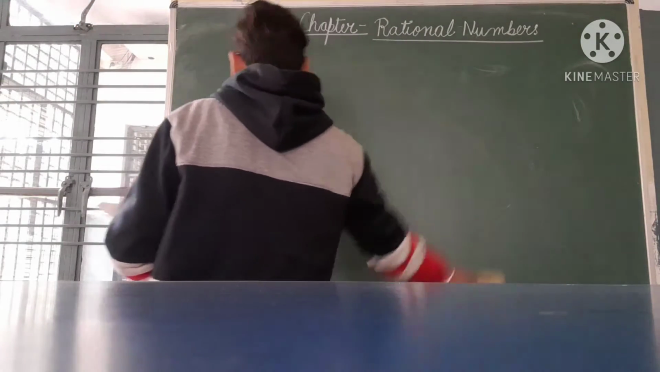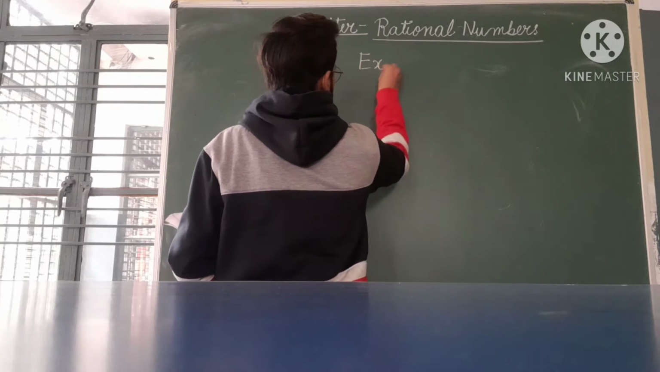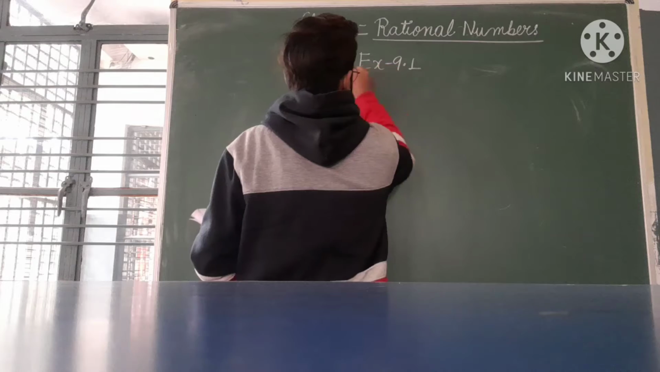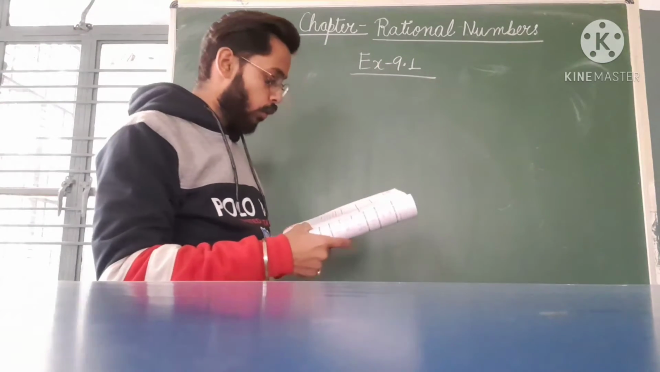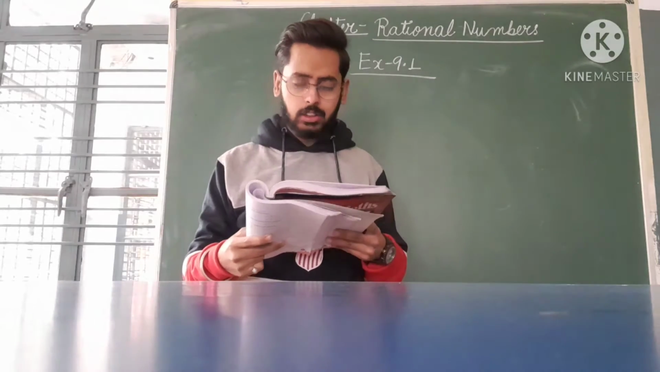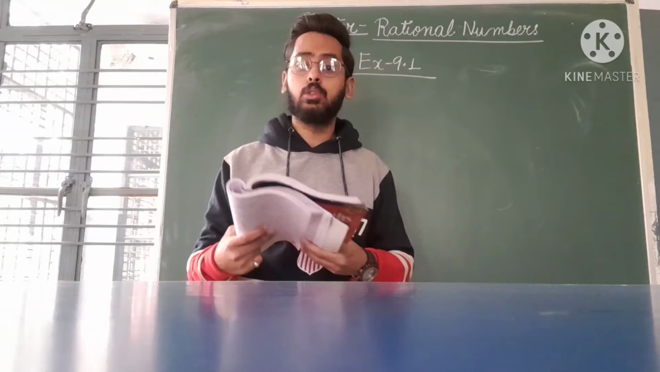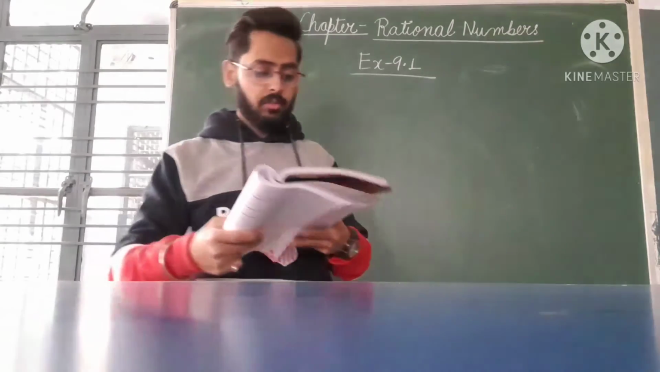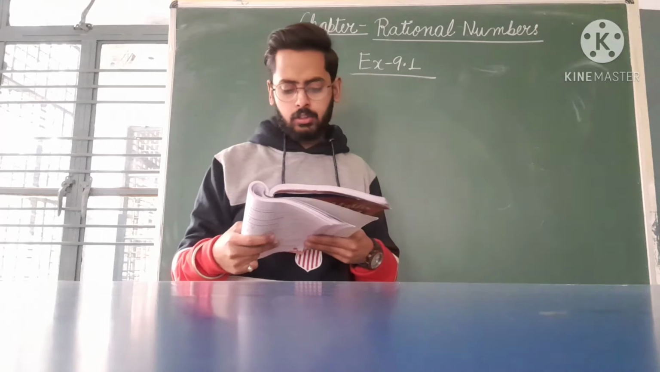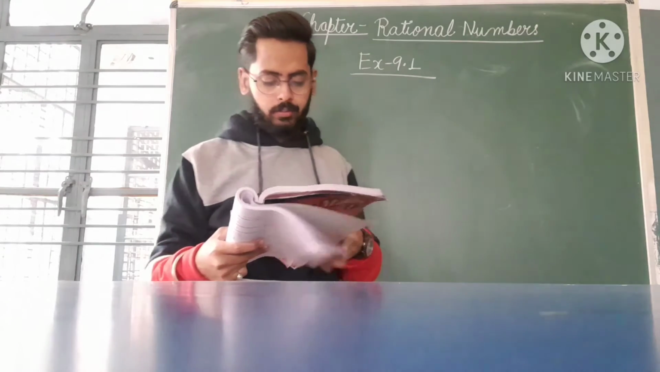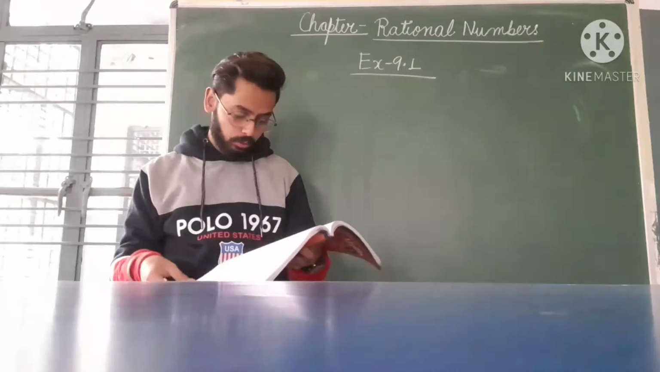Now I am starting with our exercise, that is exercise 9.1. What does it say? First question you can do yourself, second also, third also, fourth also. Fourth is: express the following integers as rational numbers. It means we just have to take them upon 1, because rational numbers are those numbers which are in the form of a upon b. So a is given: 7 upon 1, b is minus 23 upon 1, c is 25 upon 1, d is minus 72 upon 1, e is 0 upon 1. Fifth and sixth, fill in the blanks and true false, you can do it yourself.